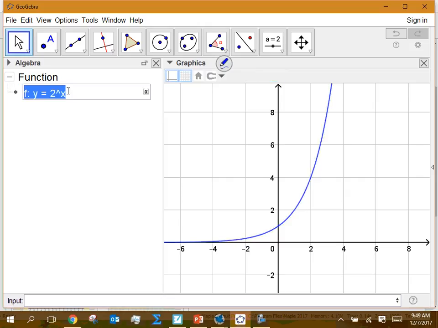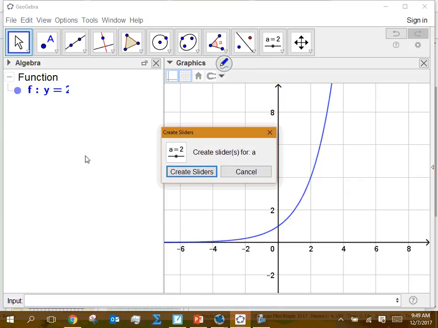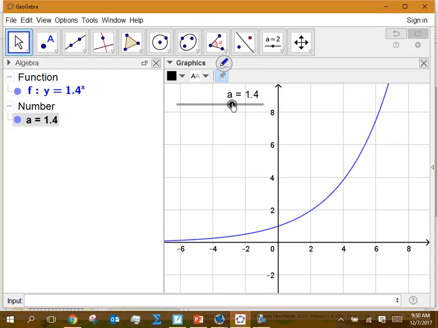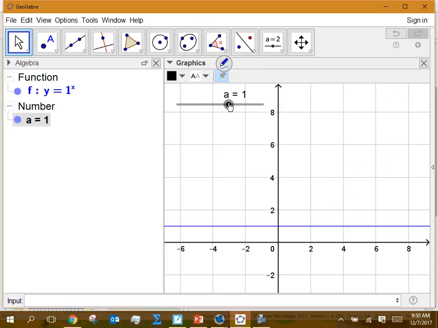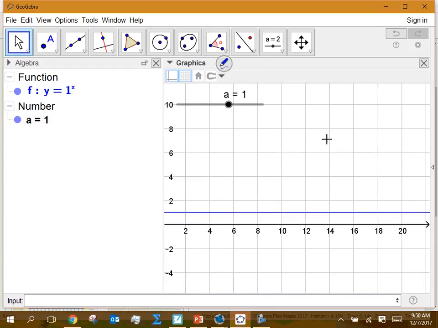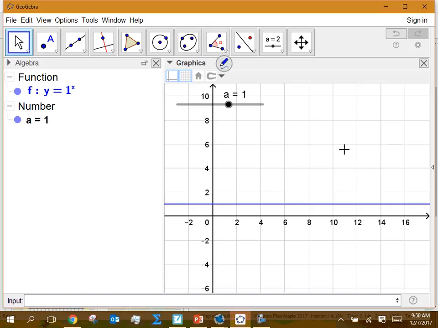But this value here, this 2, is referred to as your base. I'm just going to write it as a right now. It's kind of boring when a is 1. Okay, it's not an exponential anymore when a is 1, because what's 1 raised to the first power? 1. What's 1 raised to the third power? What's 1 raised to the 100th power? 1. So you get basically 1 every time, right? So a better way of writing y equals 1 to the x is just call it y equals 1, right?